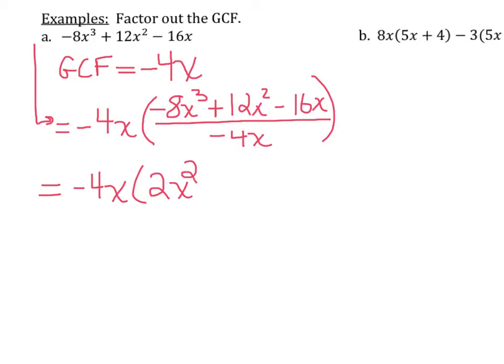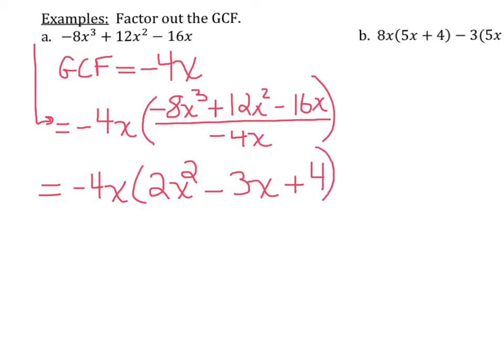Now I'm going to divide 12x squared by negative 4x. Positive divided by negative is a negative. 12 divided by 4 is 3. X squared divided by x is x. And then last but not least, I've got to divide this negative 16x by the negative 4x. Negative divided by negative is a positive. 16 divided by 4 is 4. X divided by x is 1. Of course, 4 times 1 is 4.